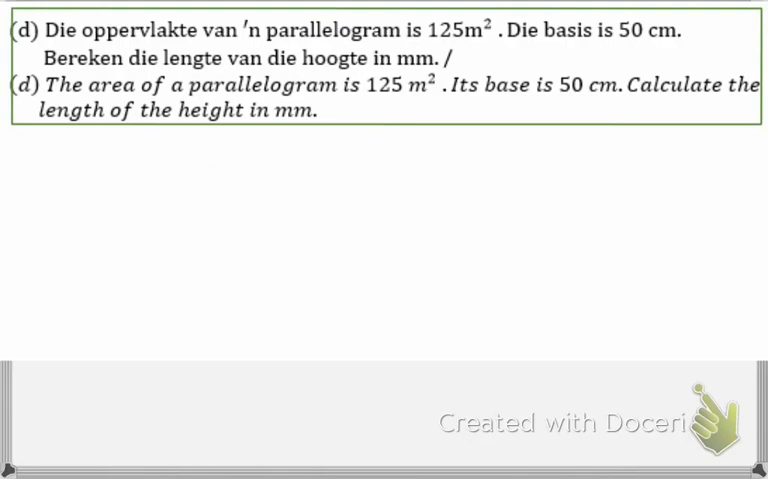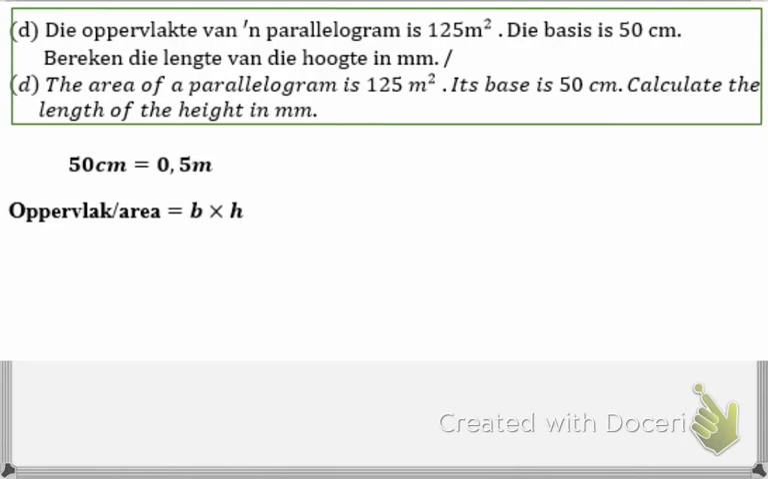Now guys, we know that there is 100 centimeters in 1 meter. Therefore, to get that centimeters to meter, that 50 centimeters, I must divide it with 100. Okay, so 50 centimeters divided with 100 is going to give me 0,5 meters. Now, the formula for the area of a parallelogram is the base times the perpendicular height. Let's fill in everything that we have into our formula.